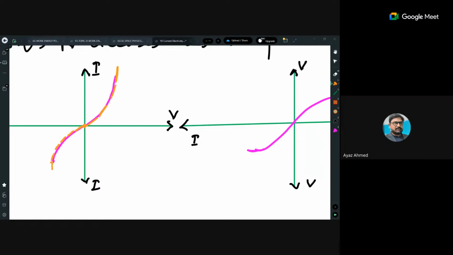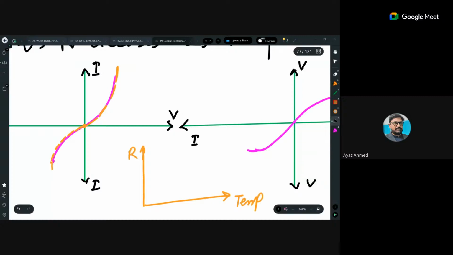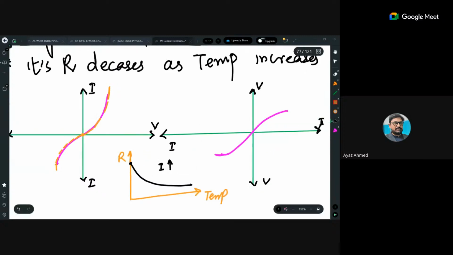When its resistance decreases with temperature increase, this is the temperature and this is the resistance graph. So as temperature increases, resistance decreases. When resistance decreases, what would happen to the current? Current will increase, isn't it? See, the behavior of current and resistance is exactly opposite.